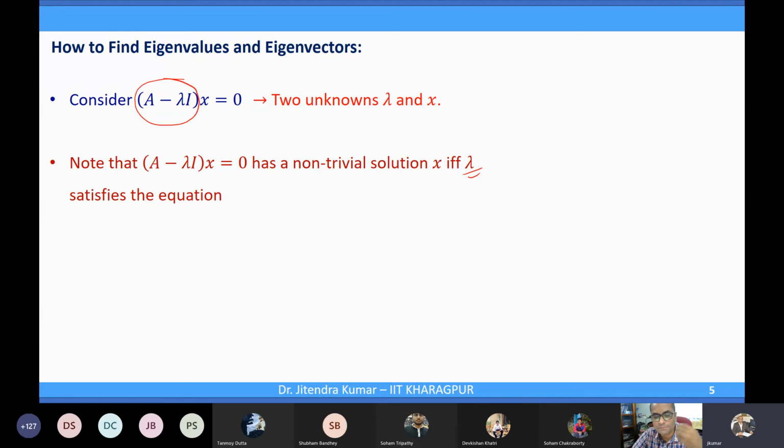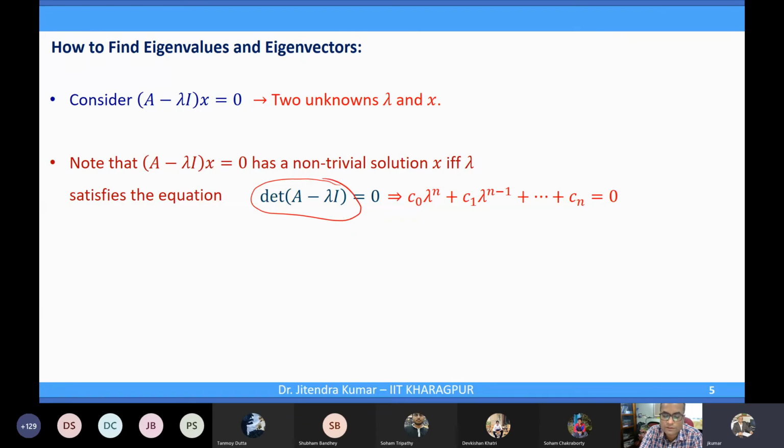So the determinant must be 0 to have a non-trivial solution of the equation A minus lambda I times x equal to 0. That means the determinant of A minus lambda I must be equal to 0. So we got one more equation. Once you evaluate this determinant, you will get some kind of polynomial in lambda.